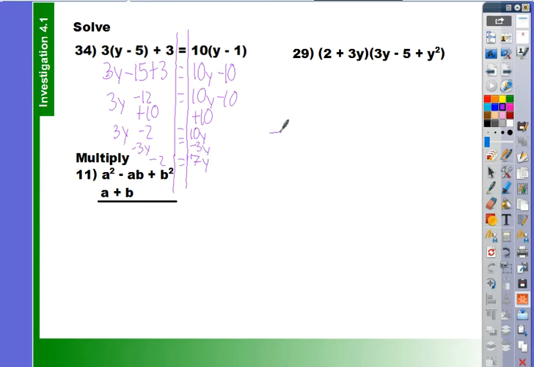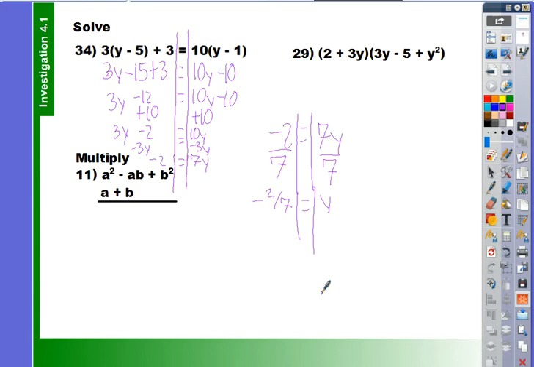And so just move it over here. So to find y, you have to divide by 7. So -2 divided by 7 is the same as -2/7. So y equals -2/7.